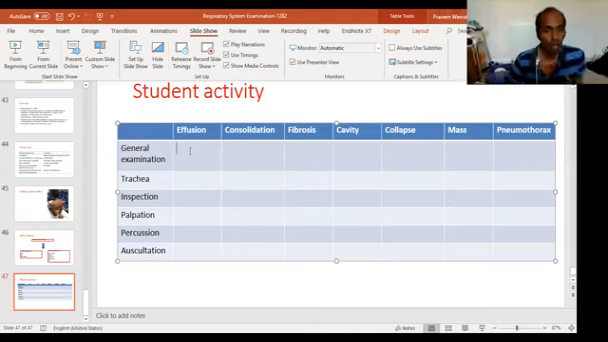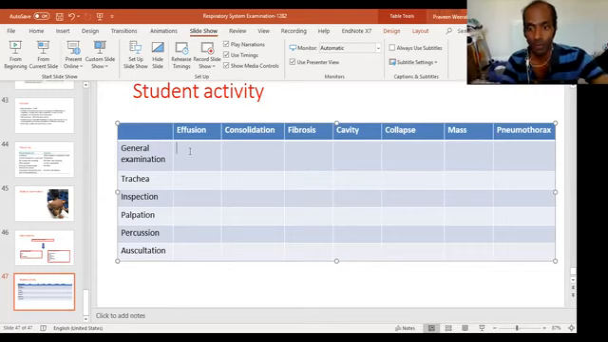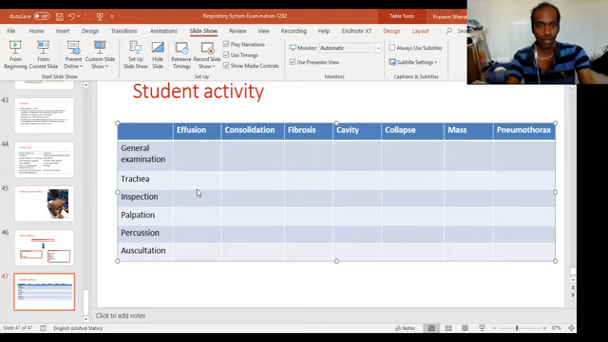So fill it with me. I don't know what you are all doing. So without wasting time, we will do this together then.